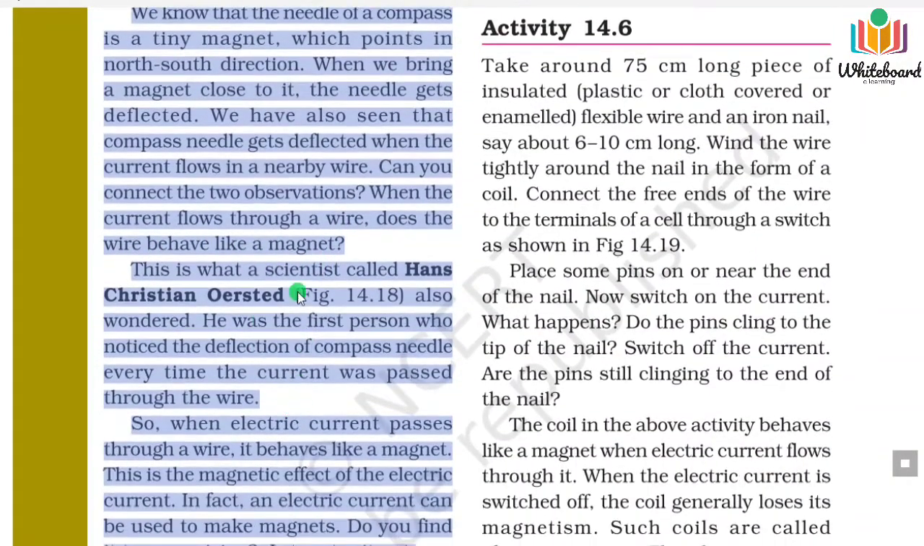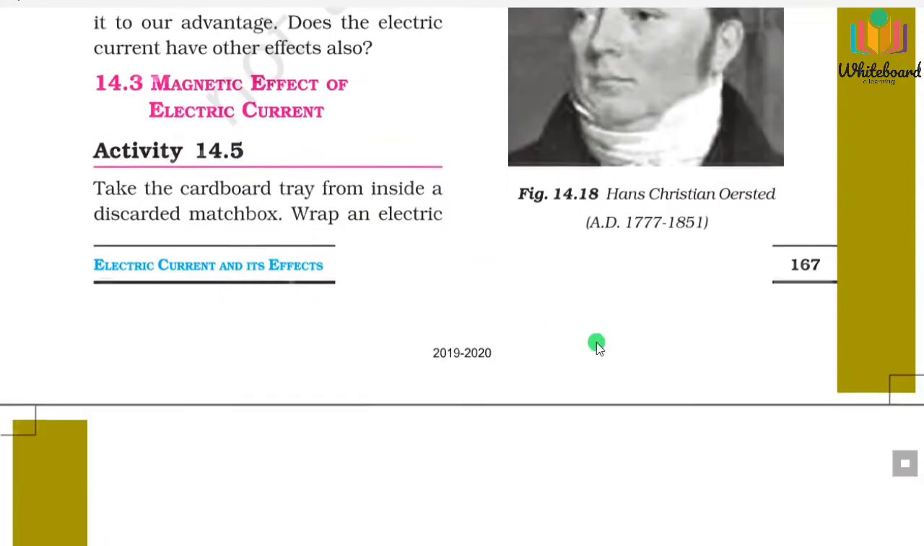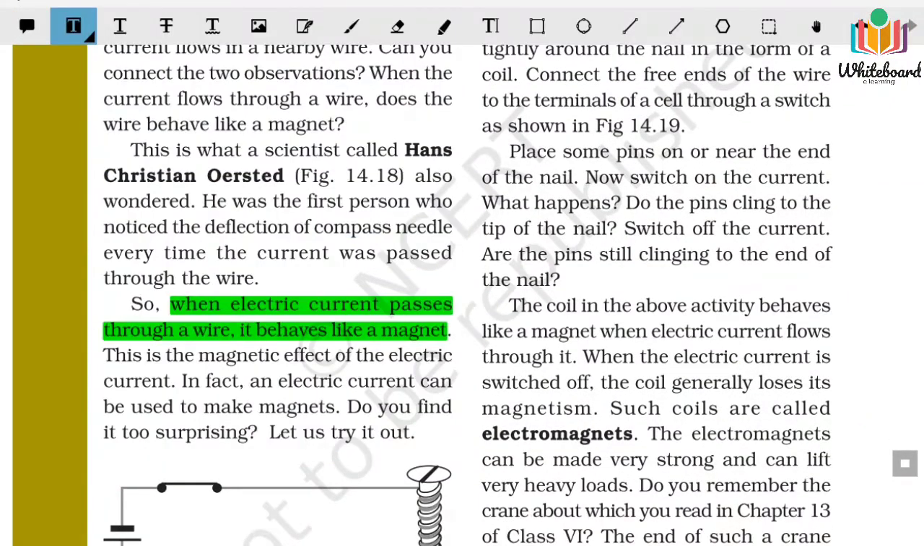This is what a scientist called Hans Christian Ørsted, Fig 14.18, also wondered. He was the first person who noticed the deflection of the compass needle every time the current was passed through the wire. So, when electric current passes through a wire, it behaves like a magnet. Magnetic effect of the electric current. In fact, an electric current can be used to make magnets. Do you find it too surprising? Let us try it out.